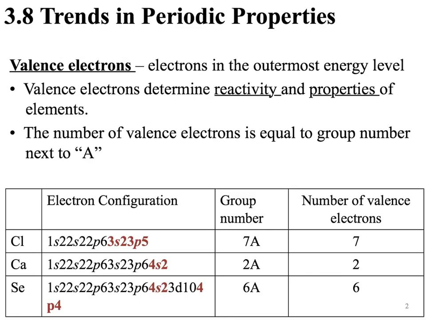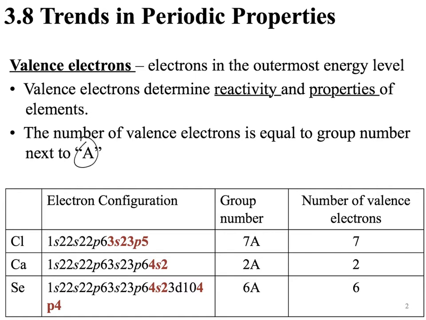The trends in the periodic table that we're going to learn. First one is the valence electrons. Valence electrons are the electrons that are in the outermost energy level, and they are the ones that determine the reactivity and the properties of the element. The valence electron count is going to be equal to the group number next to the A.